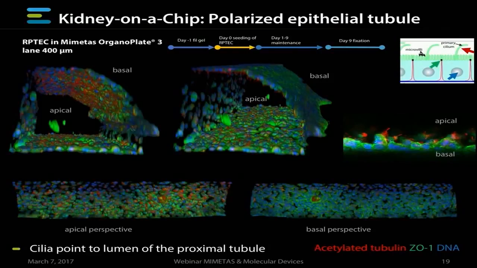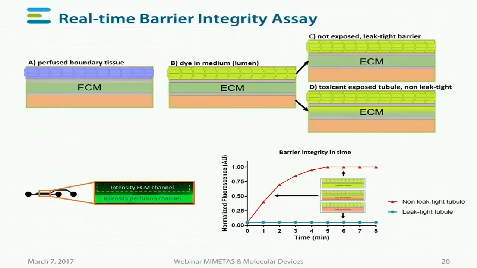Once we have a tubule, we can measure its leak tightness inside the organoplate using a real-time barrier integrity assay. We do this by entering a fluorescent dye into the tubule. This dye can be conjugated to, for example, dextran of any size, allowing you to discriminate between large molecule leakage and small molecule leakage. When the tubule is leak tight, the dye will stay within the tubule.